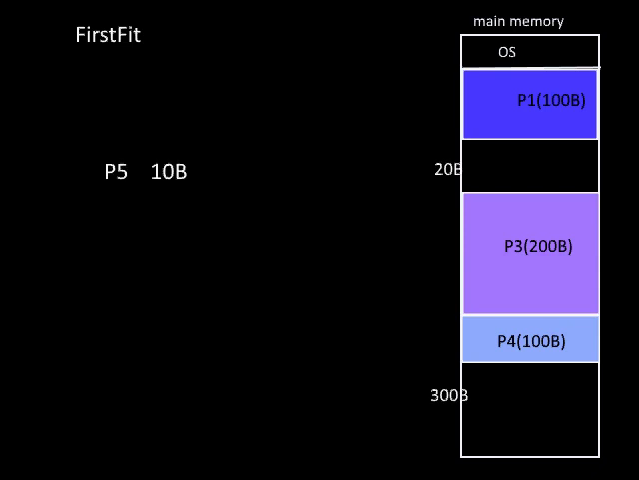Now assume the next process request is P5 of 10 bytes. Then according to FirstFit strategy, we should select the first partition which is large enough to hold the process. So the first partition is this one, the size is 20 bytes and this one is large enough to hold the process. So we will allocate the process to this hole.